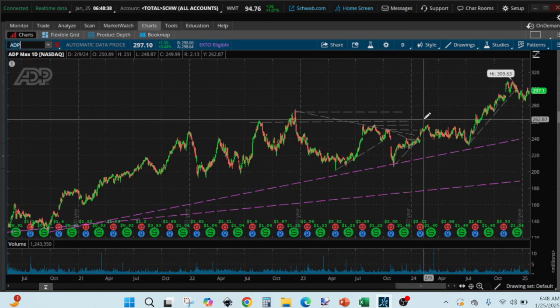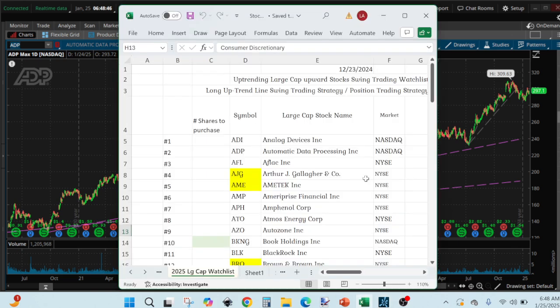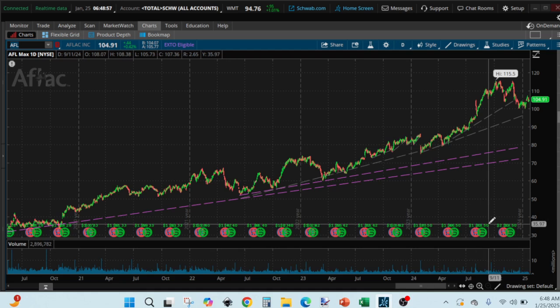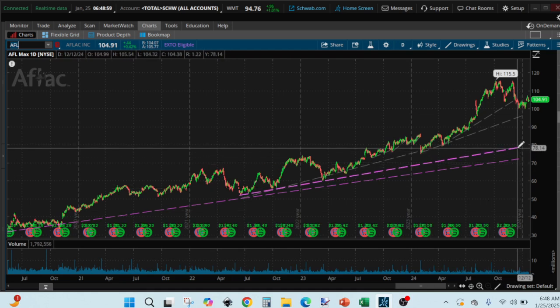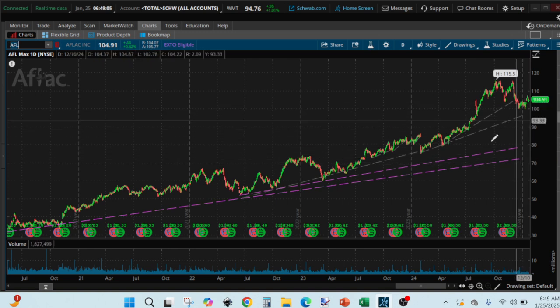And ADP is still higher compared to our trend line that we like to get in on. So we are not going to do anything to it. And yesterday the price went up. Small there, but still it went up. AFL. AFL, we like to buy at those two trend lines. But right now the price is still higher up.